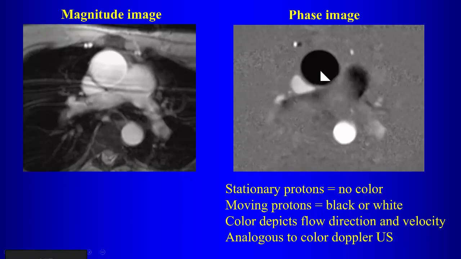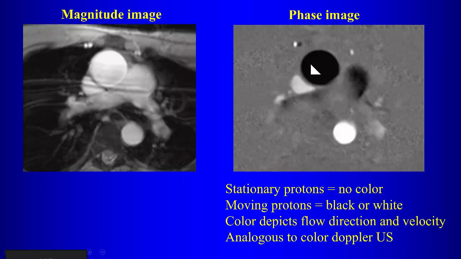So in this case, motion that is going up is depicted as black. Motion that is going down is depicted as white. Notice the main pulmonary artery here will be going up, right? It's going to be going up towards the patient's head. So that is depicted as black.